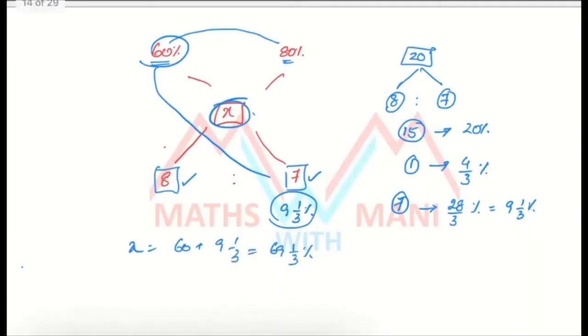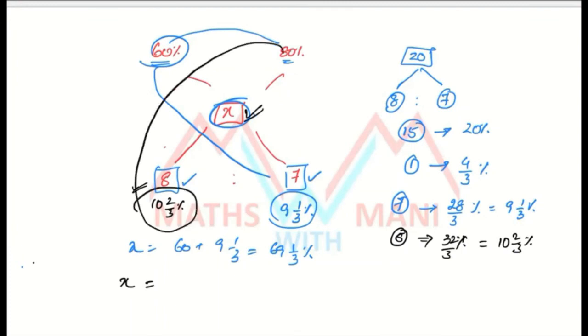Otherwise, if you don't want to find 7 parts, if you want to find 8 parts, it is equal to 8 into 4, 32 by 3 percentage. 32 by 3 means 10 2 by 3 percentage. So 8 parts becomes 10 2 by 3 percentage. Then what is the value of x? It is equal to 80 minus 10 2 by 3. That is equal to 69 1 by 3 percentage.